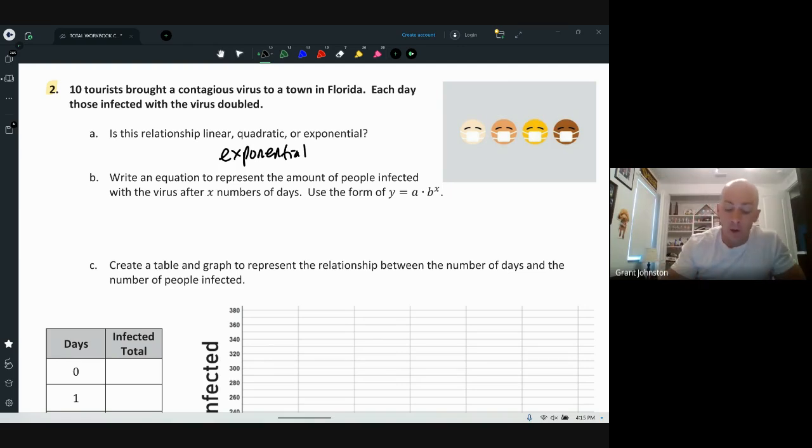Okay. So I'm going to say y equals, so y is the number of people infected. A, remember, that's our starting amount. So we started with 10. There's 10 tourists times b to the power of X. So it's doubling. So we're going to go times 2 to the power of X. That would be my equation.